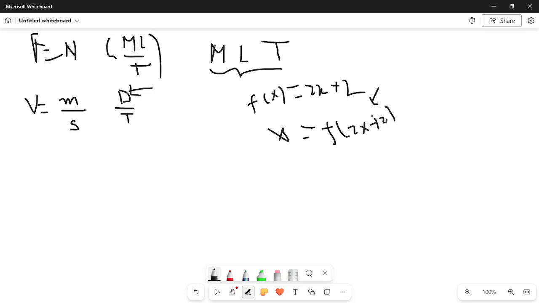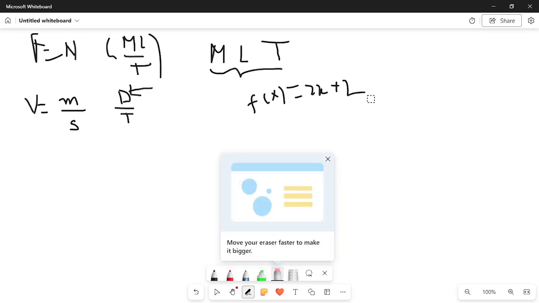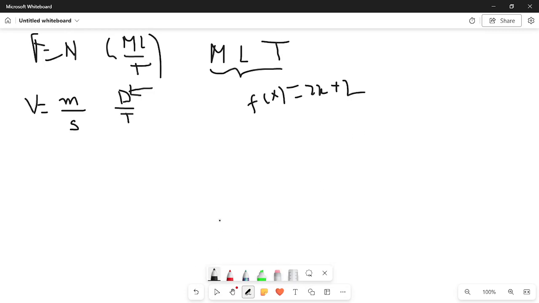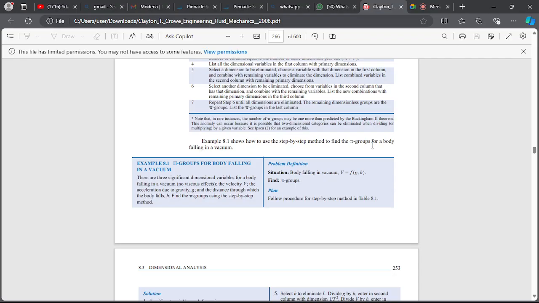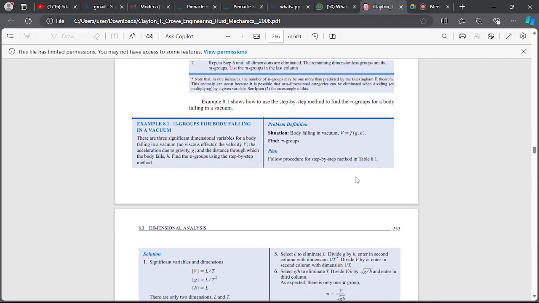It's kind of math related. So basically what's happening is, guys, if I come to a problem and say velocity is a function of g and h. Is it that? g and h.